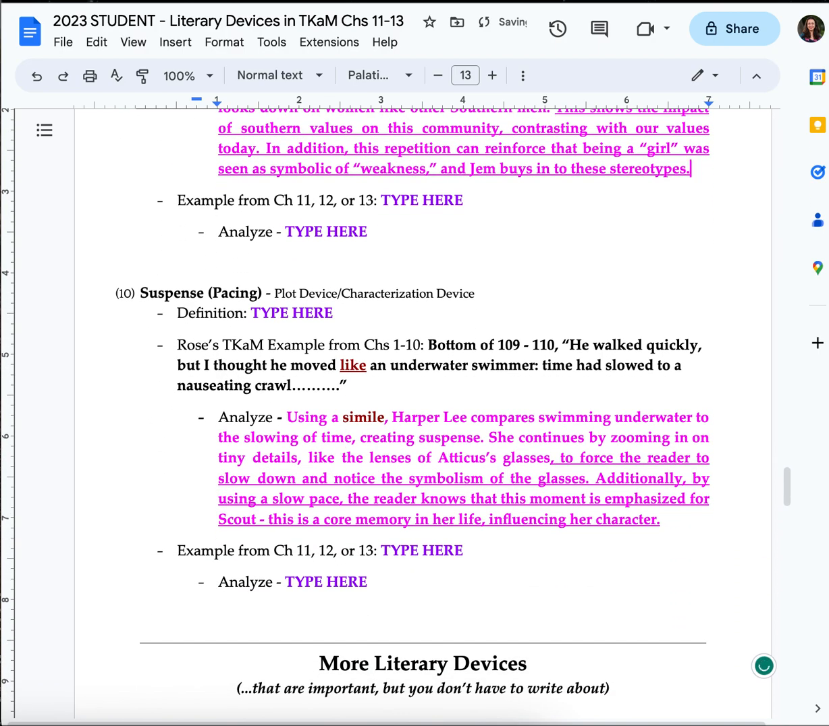The final one for today is suspense and pacing. This is a bit of a longer definition, but it is a good one. And again, whoever is running this video should pause it for you.